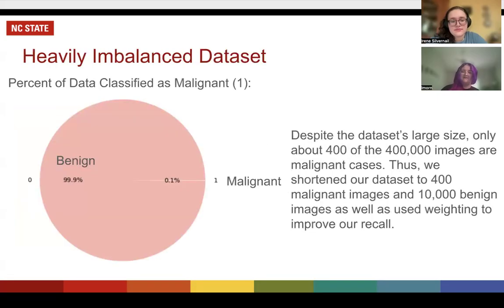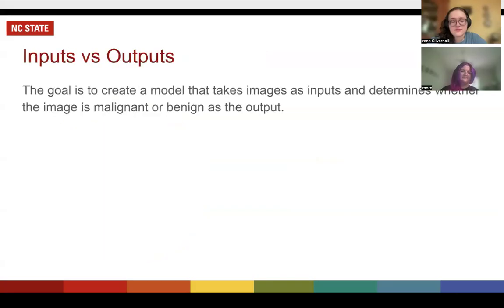Our data set was heavily imbalanced, despite how large it was. Only about 400 of the 400,000 images are malignant cases. Thus, we shortened our data set to the malignant images and 10,000 of the benign images, as well as used weighting in order to improve our recall. The goal is to create a model that takes images as inputs and determines whether the image is malignant or benign as the output.